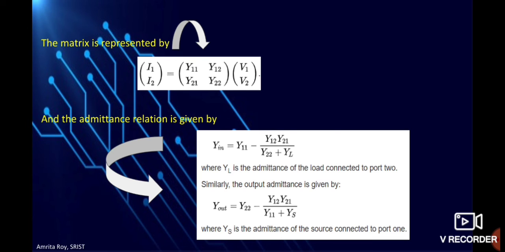And the admittance relation is given by, at port 1, the input admittance Yin equals Y11 minus Y12 into Y21 divided by Y22 plus YL, where YL is the admittance of the load connected to port 2. Similarly, the output admittance is given by Yout equals Y22 minus Y12 into Y21 divided by Y11 plus YS, where YS is the admittance of the source connected to port 1.